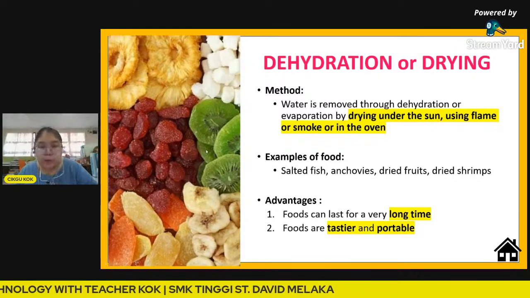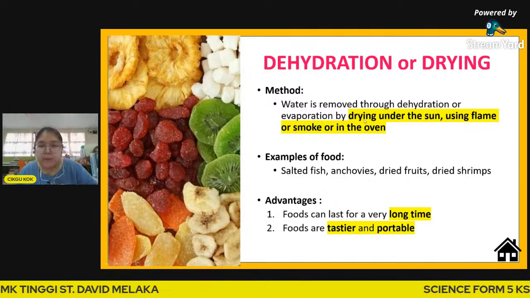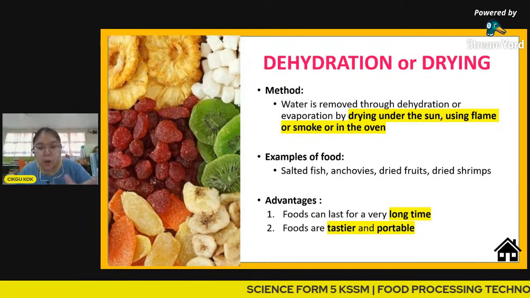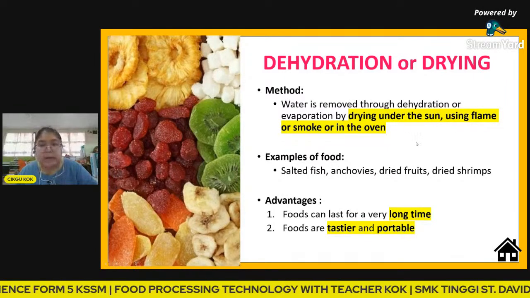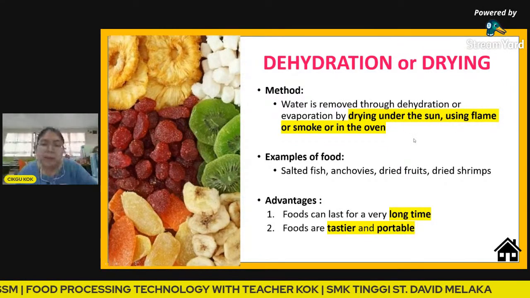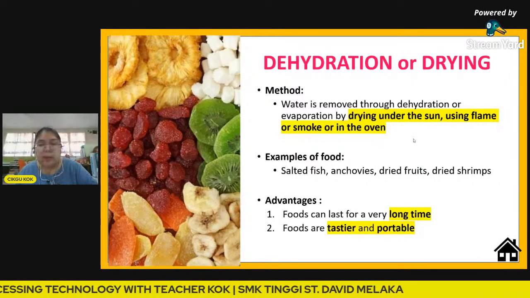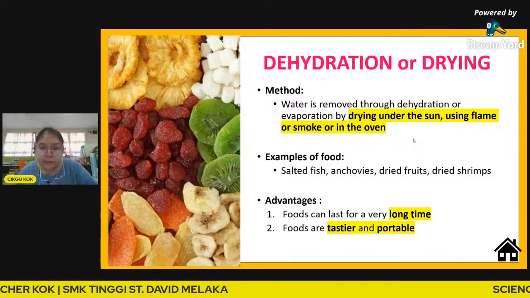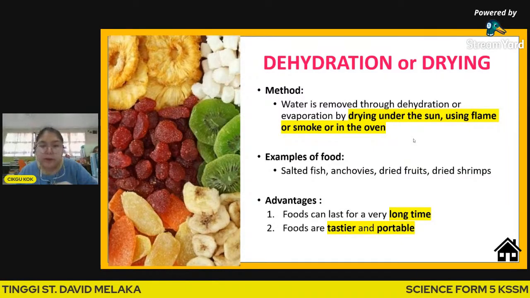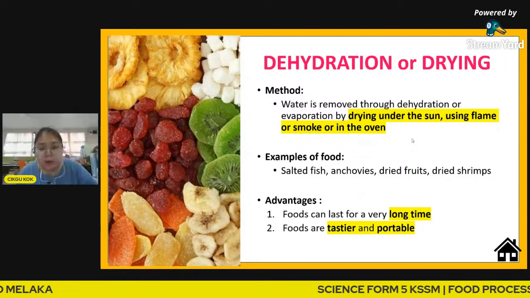Important, you remove the water through dehydration, or you say evaporation, by drying under the sun. You put it under the sun, make sure all the water from the food is out already. Using flame or smoke in the oven also can. Heat it so all the water inside the food evaporates. So after that, with this method, they can keep for a longer time.